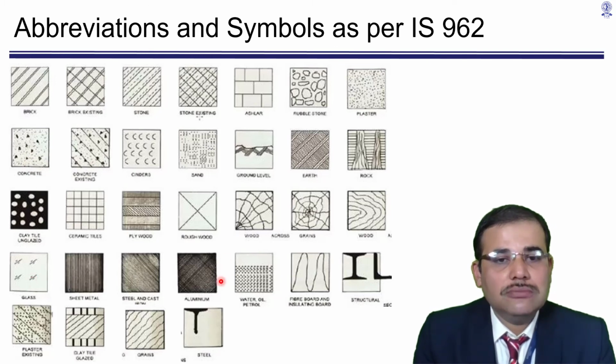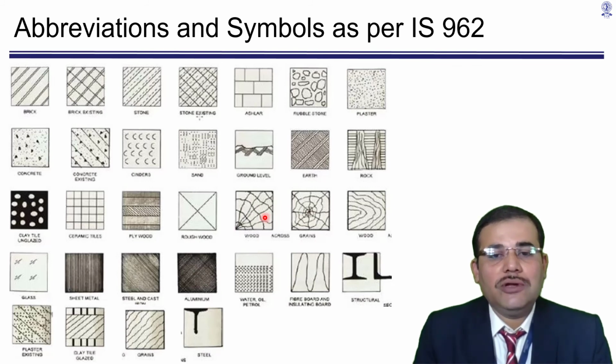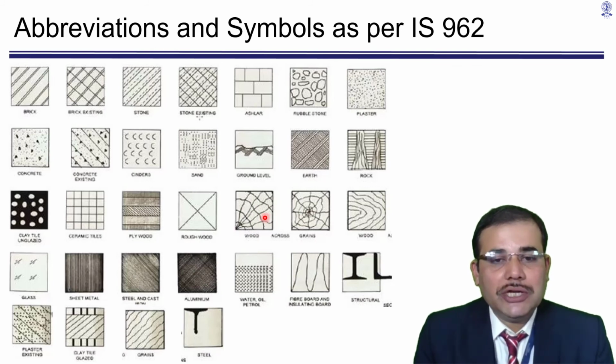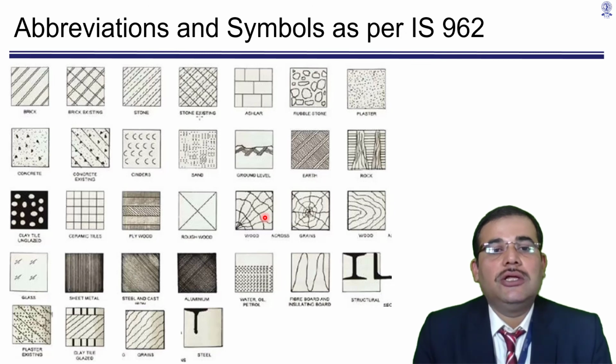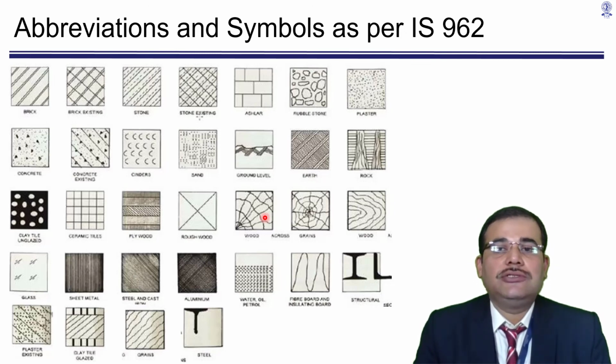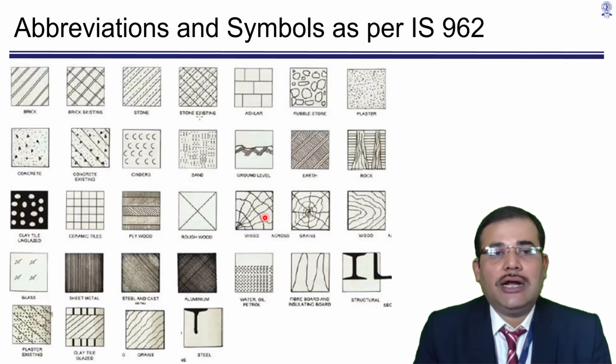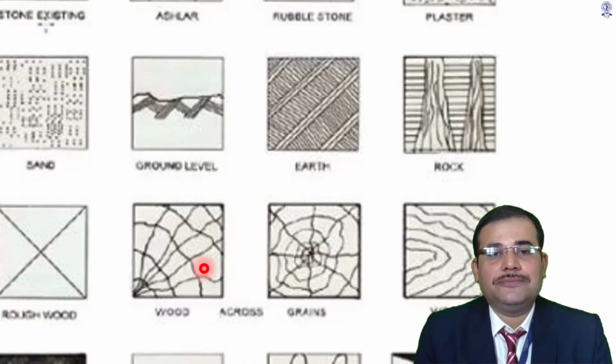This is again for wood. So these kinds of symbols we normally prefer to indicate the type of material you are going to use in the drawing. So I will again repeat, IS 962 is the standard document which provides you the standard symbols and abbreviations being used in civil engineering drawing.